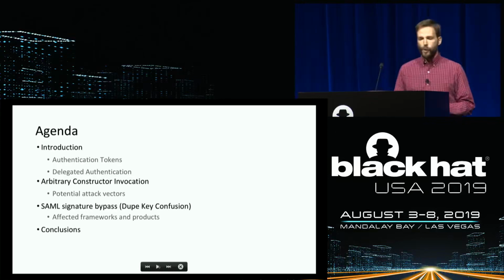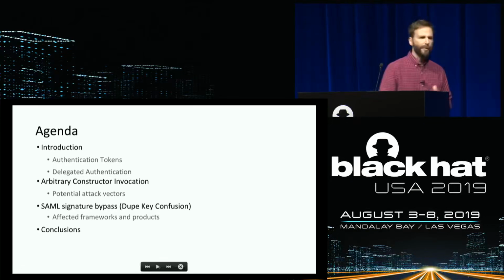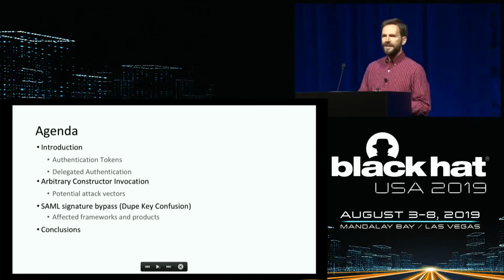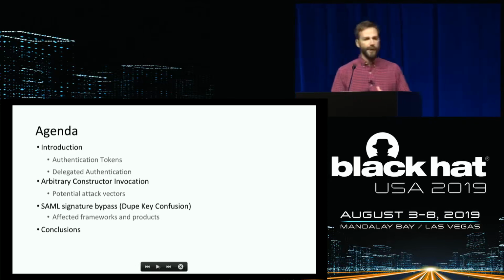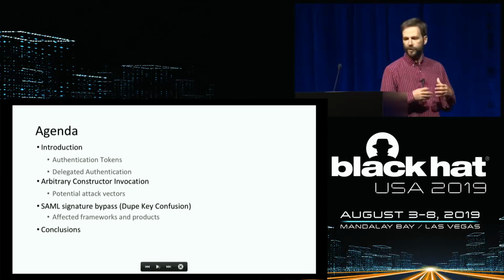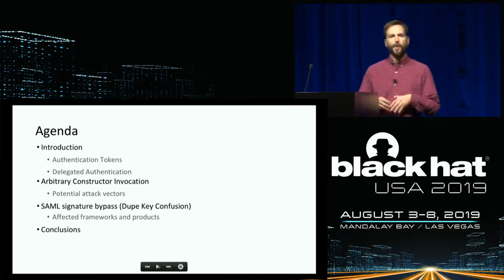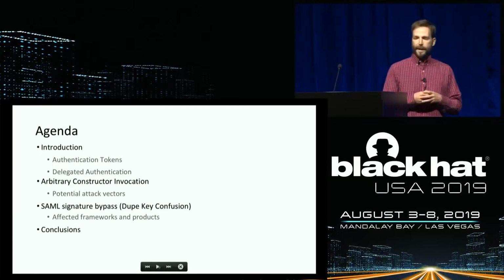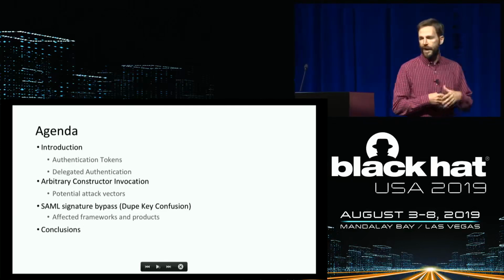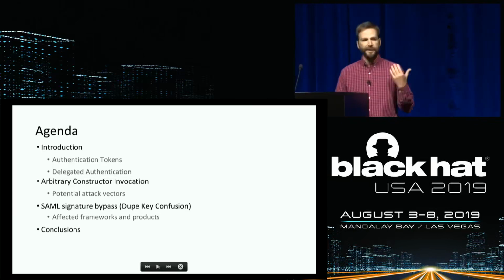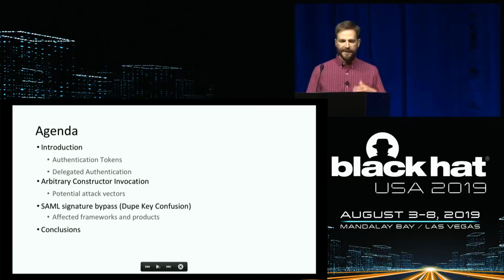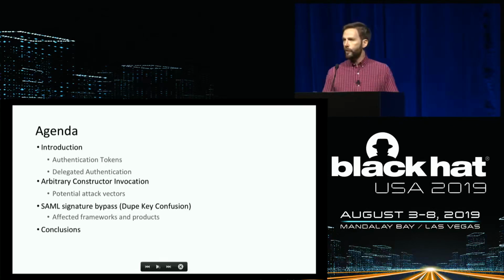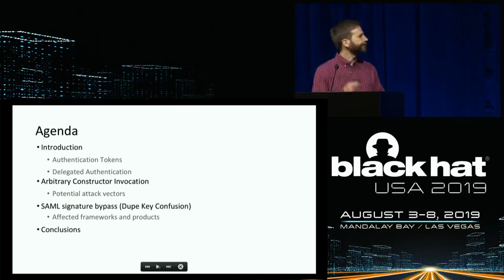So we will start with a brief introduction to what authentication tokens are and how they are connected to delegated authentication. And then we will present two vulnerabilities that we found in the .NET framework. The first one is an injection vulnerability leading to arbitrary constructor invocation, and we will see what the impact of an arbitrary constructor is. And the second one is an XML signature bypass that we found and how we applied it to bypass SAML signature verification. That's what we call dupe key confusion. And we will present which Microsoft frameworks and products are affected by this vulnerability.